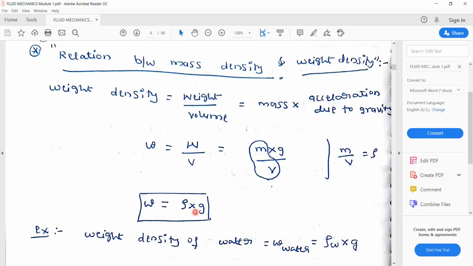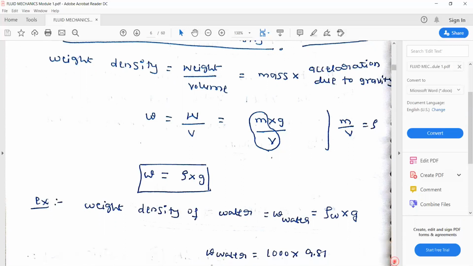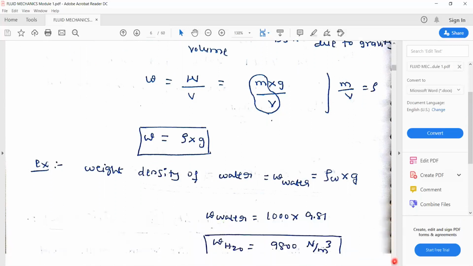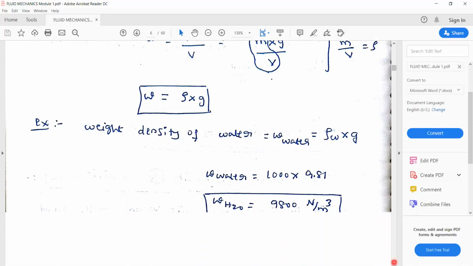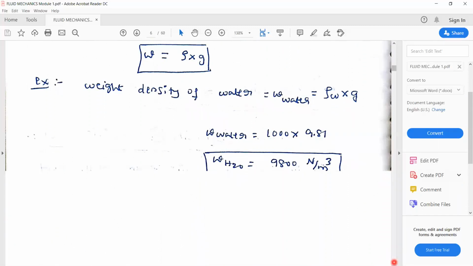Then if you want to calculate the weight density of water, you can observe weight density of water is equal to density of water into g. Density of water we know, that is the standard value 1000, and the g value also we know, 9.81. Then we will get weight density of water equal to 9800 Newton per meter cube. This is the weight density of water.